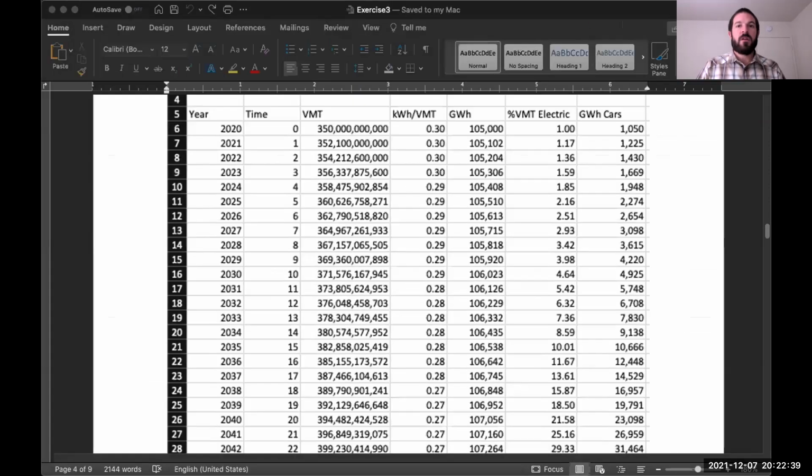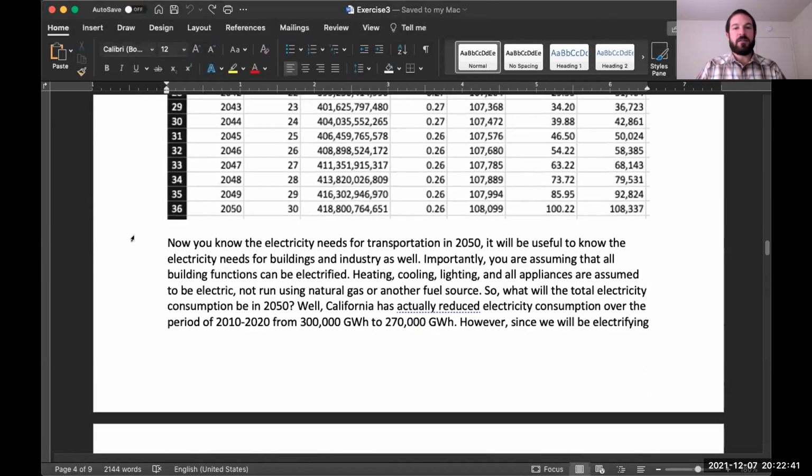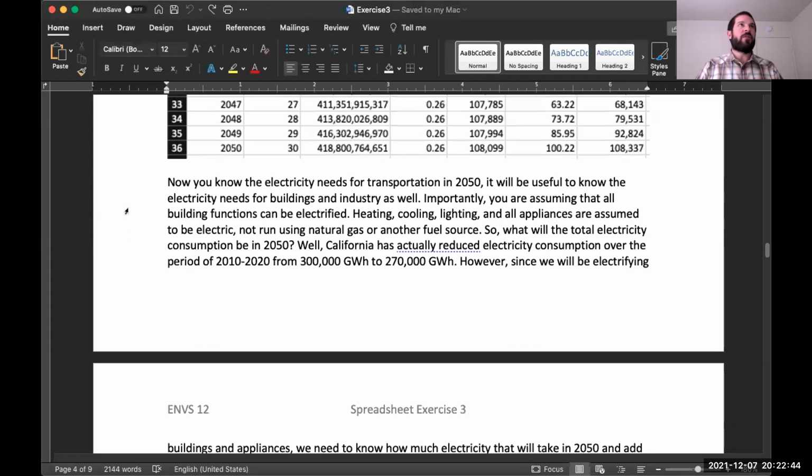So that is simplifying, right? We're not trying to electrify air travel. We're not building new light rail and blah, blah, blah. That comes in later, as the assignment asks you to develop some different scenarios.